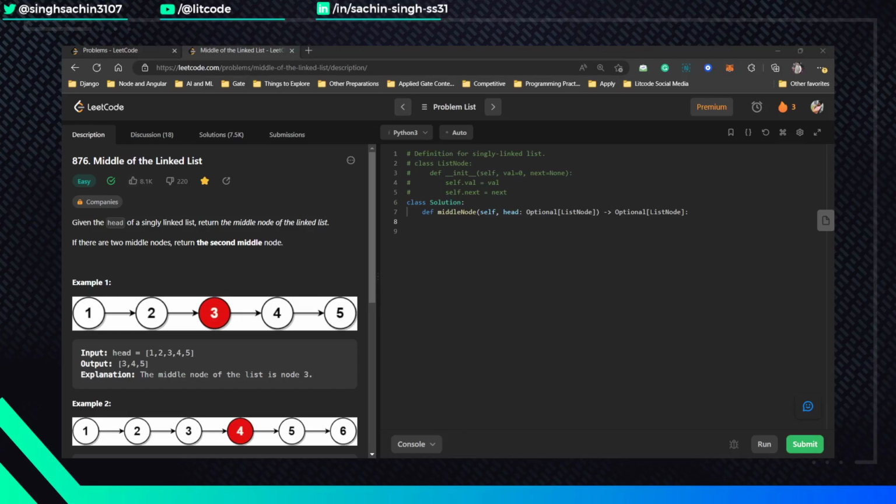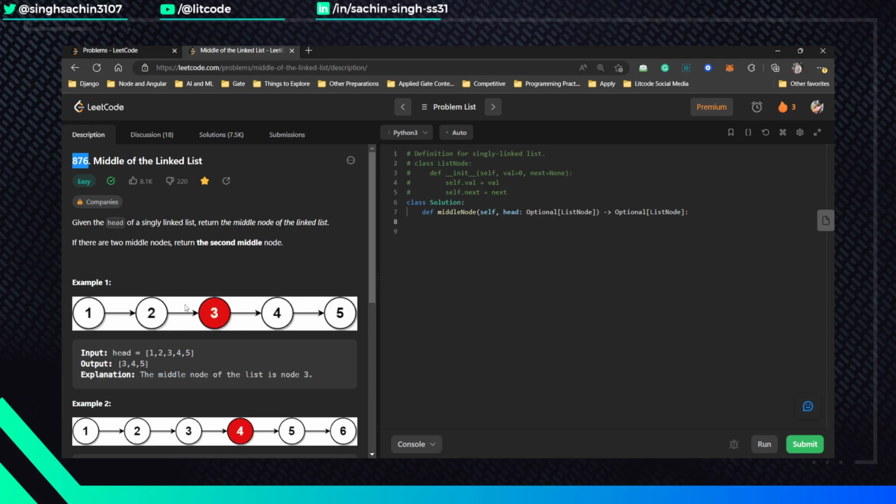Hi everyone, so today we're going to solve Leetcode daily challenge problem number 876, the middle of the linked list problem. In this problem, what we have to do is figure out the middle node of a linked list, and if there are two middle nodes, we are going to pick the second one.